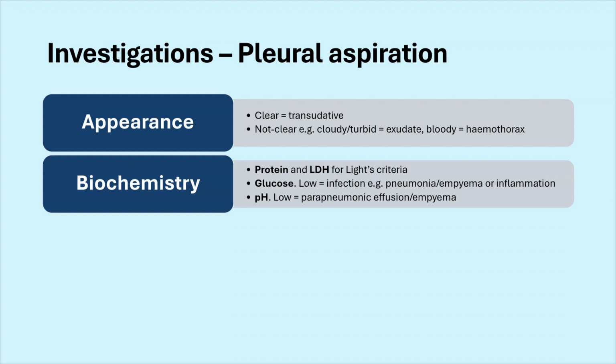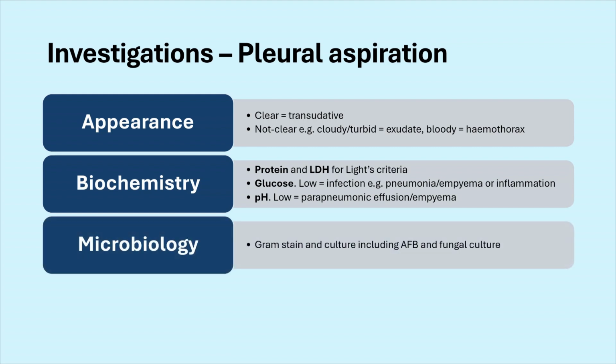In an infective cause, the glucose level will be a bit low because bacteria love glucose to divide. Then the pH level of that fluid: if it's quite low, again, it suggests an anaerobic environment where a lot of lactic acid is being made, and this can be suggestive of empyema. We send this fluid off to culture to see what bug is growing. We also send it for TB as well.